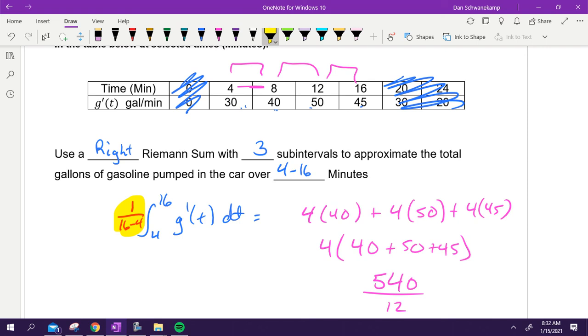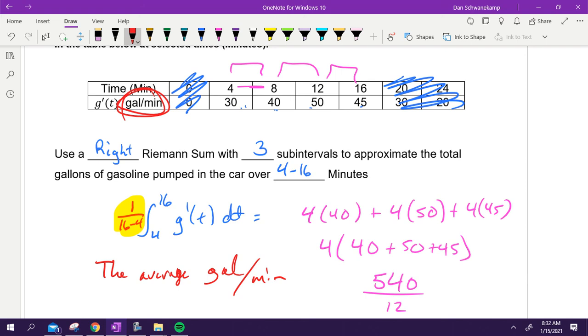It is no longer the change. What does it do when you divide by the width? What is that going to tell you now? This is the average what? The average of whatever they gave me. So it is the average gallons per minute over that time interval.